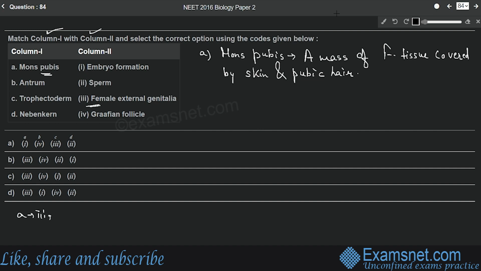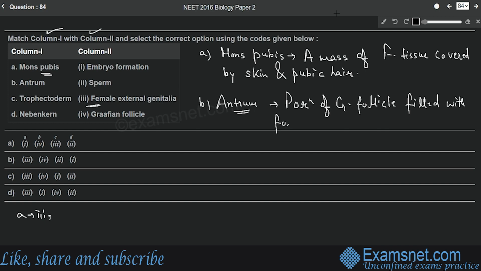Then the second one is antrum. Now what is antrum? It is the portion of the Graafian follicle that is filled with follicular fluid. So it will be matched with number 4 in column 2, that is Graafian follicle. Match for B will be number 4.